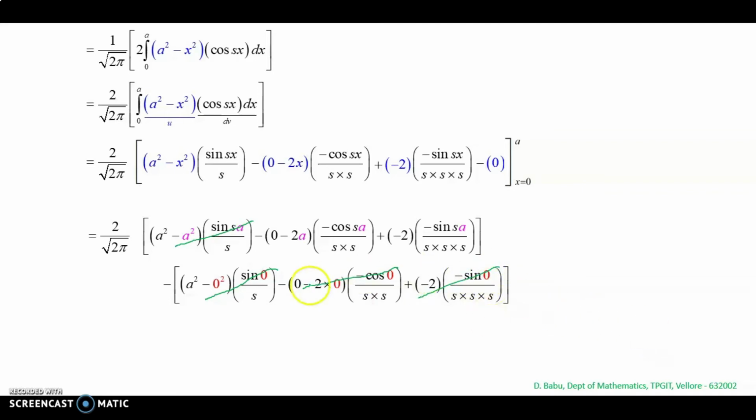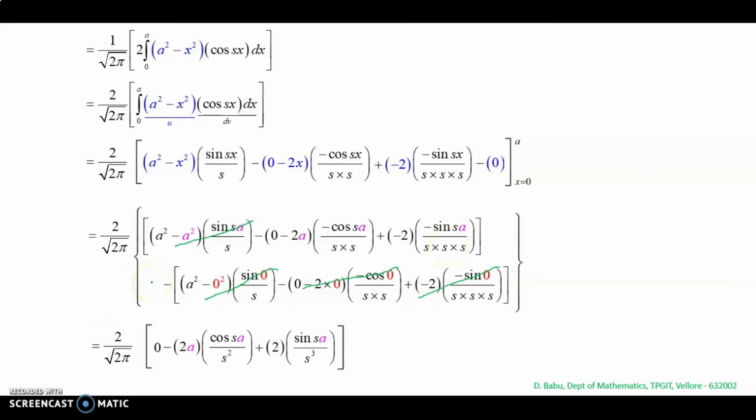So remaining term is 2 by square root of 2 pi, minus into minus, minus 2a cos sa divided by s square. Here minus into minus plus 2 sin sa divided by s cube. So here 2 is common. So 2 into 2, 4. So 4 by square root of 2 pi, minus a cos sa divided by s square plus sin sa divided by s cube.